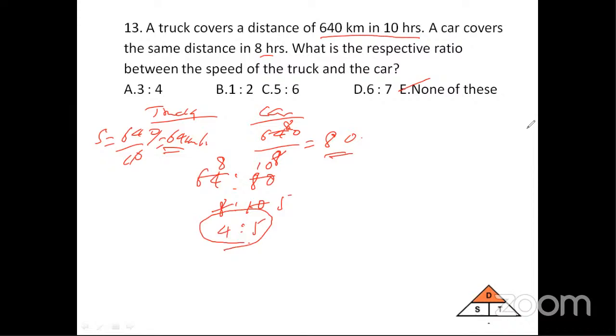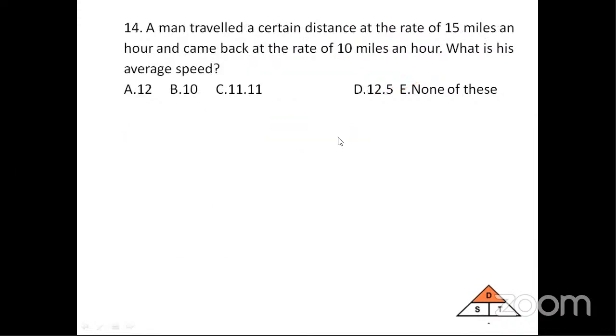Okay. So we'll quickly solve one more problem. Observe carefully now. I think this is going to be the last question for the day. A man traveled at 15 miles an hour and came back at the rate of 10 miles an hour. So this is again an average speed question.